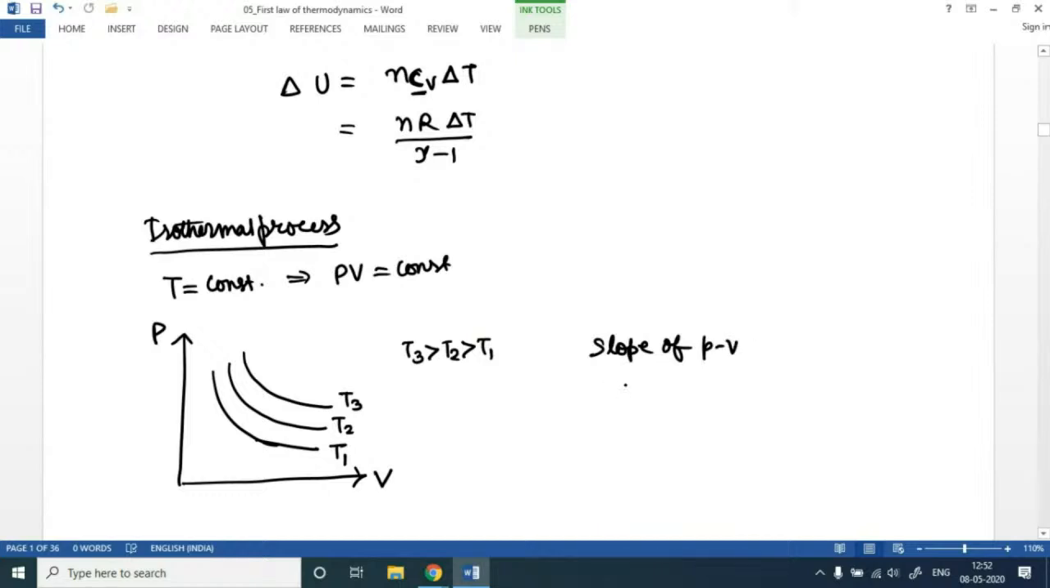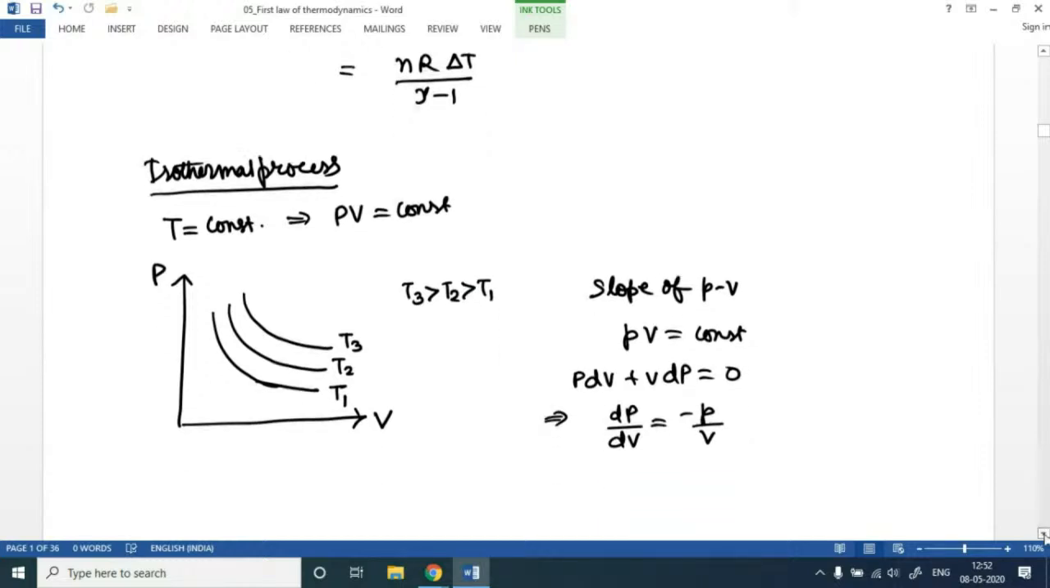Like you understand that PV is equal to constant, and if you differentiate both sides, you will get P dV plus V dP is equal to 0. So this clearly gives you the slope of the P versus V graph, that is dP by dV, which will be equal to minus P by V. So that is one important thing.